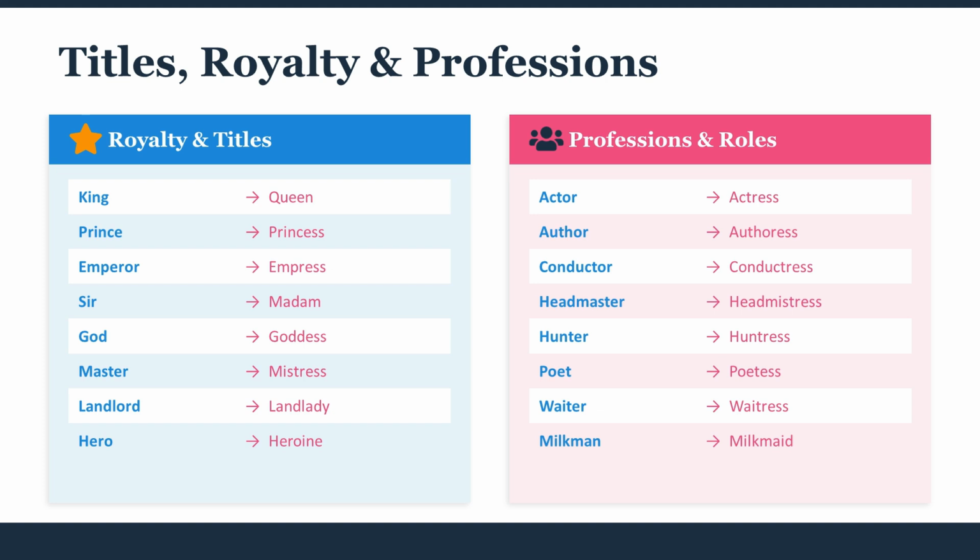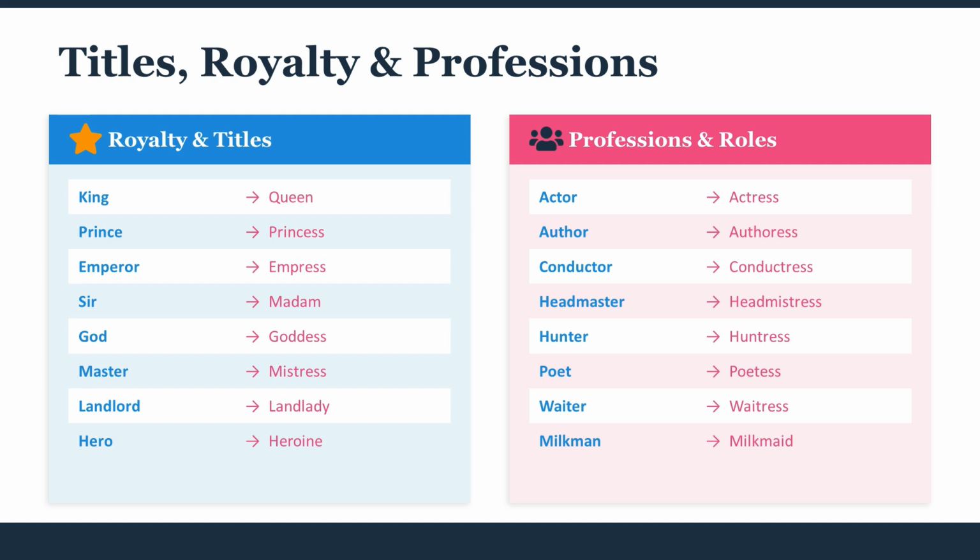This slide covers titles, royalty, and professions. Let us start with royalty and titles. King becomes queen. Prince becomes princess. Emperor becomes empress. The polite form of address, sir, has its feminine form as madam. God becomes goddess. Master becomes mistress. Landlord becomes landlady. And hero becomes heroine.